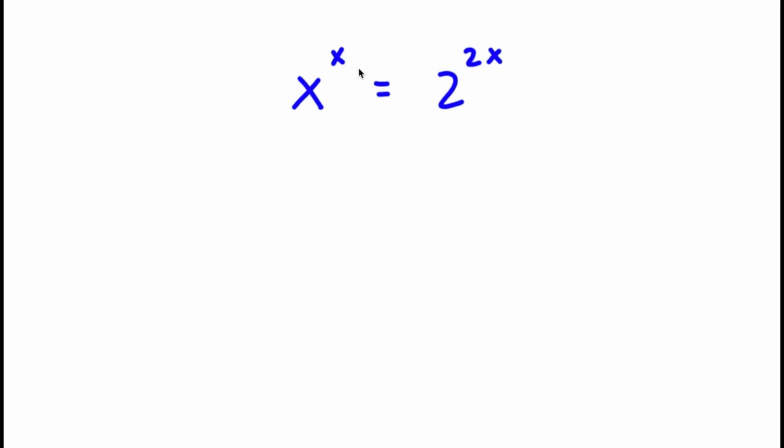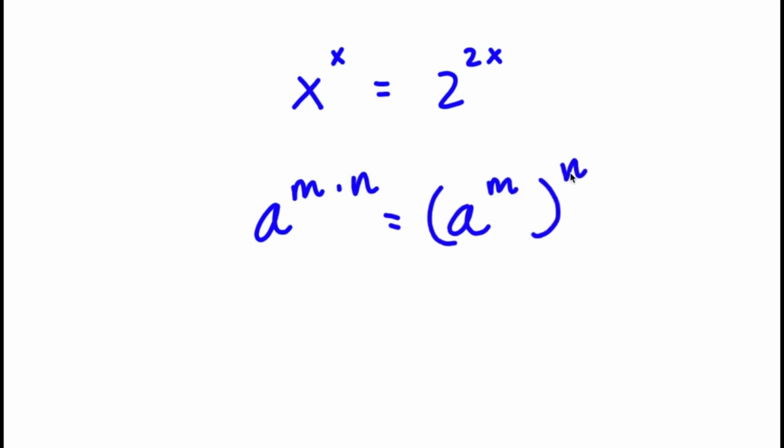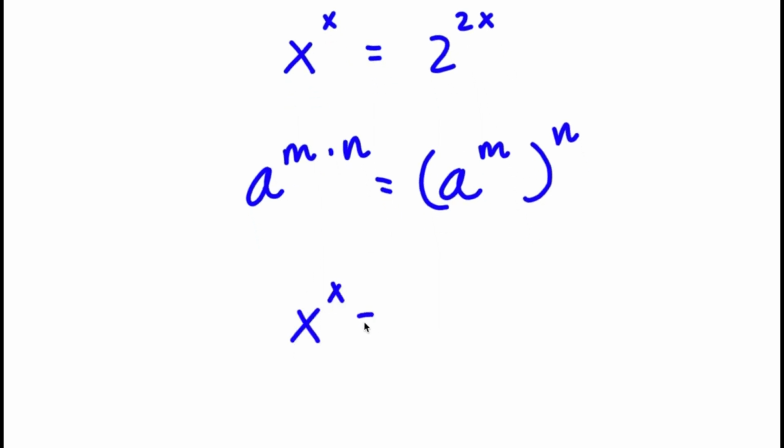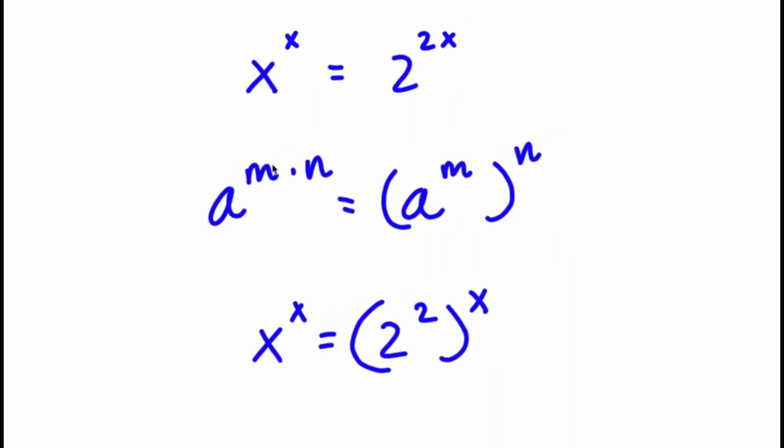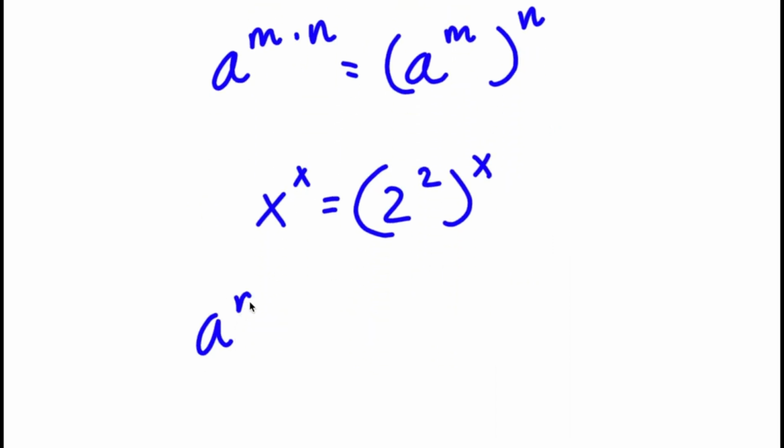Alright, so I have x to the power of x is equal to 2 to the power of 2x. So now, if I have something in the form a to the power of m times n, this is the same thing as a to the power of m to the power of n. So 2 to the power of 2x, I'm going to rewrite that as 2 to the power of 2 to the power of x. Now, a to the power of m times n, this is also equal to a to the power of n times m, right? We could switch the order of these two.